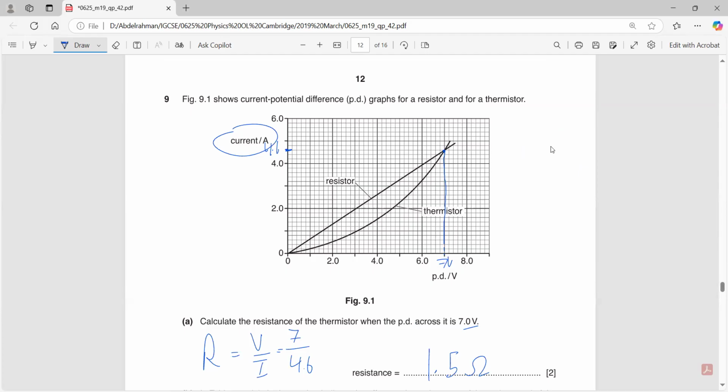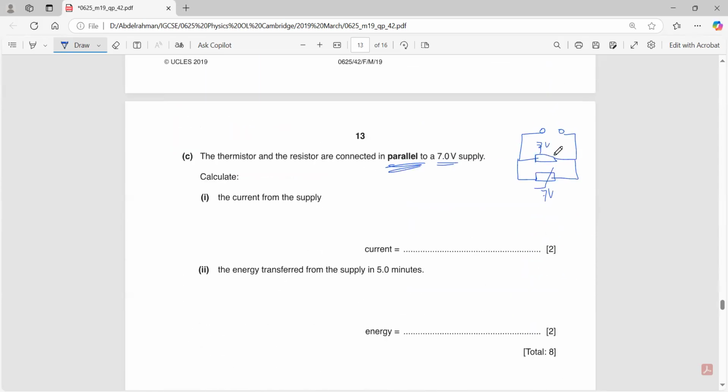They would both have a current of 4.6. This is just pure luck. For example, if the voltage was 4 volts, the thermistor would have had a current of 1.5, and the resistor would have had a current of 2.6. So you would have added these currents, but for 7 volts, the current is 4.6 for the resistor and 4.6 for the thermistor. We just add them up: 4.6 plus 4.6 is 9.2 amperes.